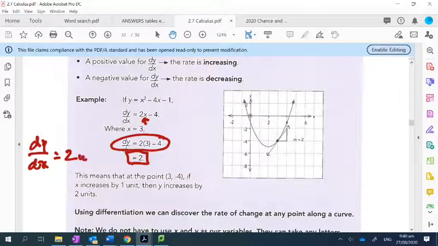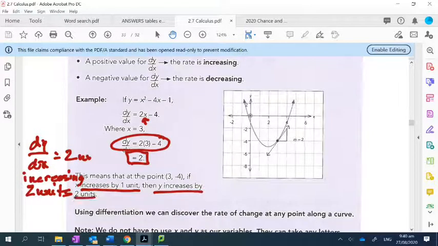So the answer would be that it's increasing by 2 units. Again, you'll normally be told what the units are, so you have to put that in there. But for this one, we were given no units, so you just call it units. Keep that in mind, because many times students forget to do that. If you're not given a unit, then you just call it units. All right?